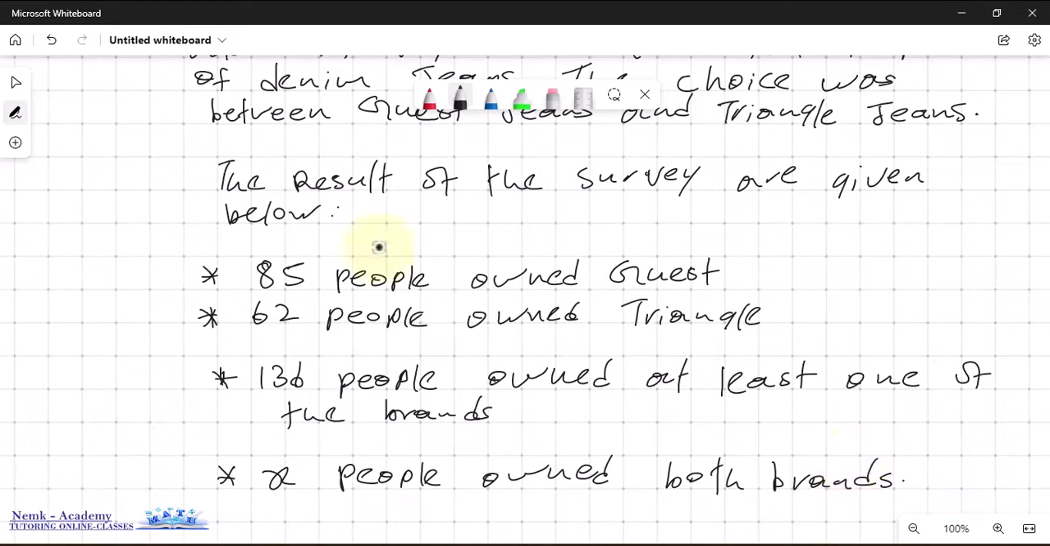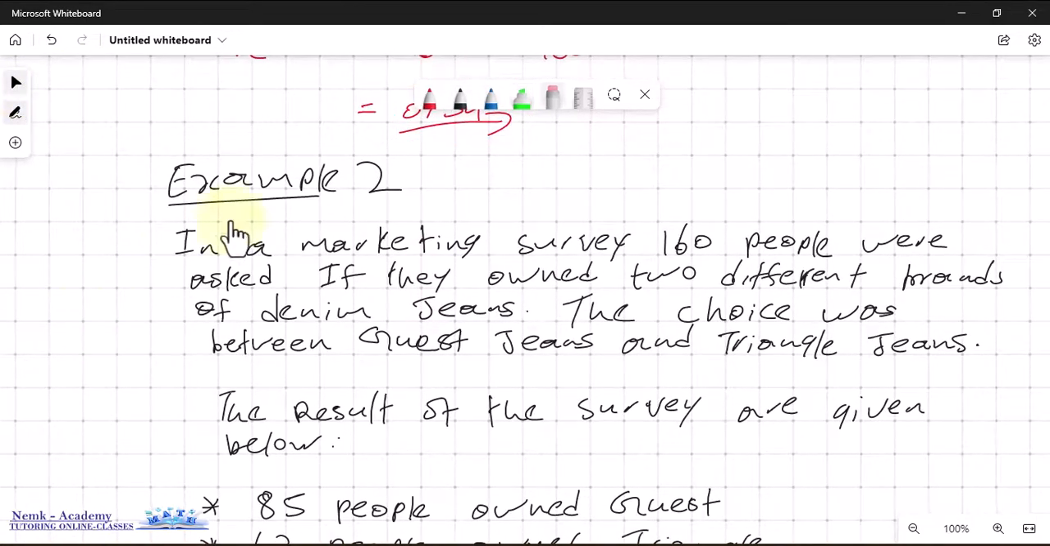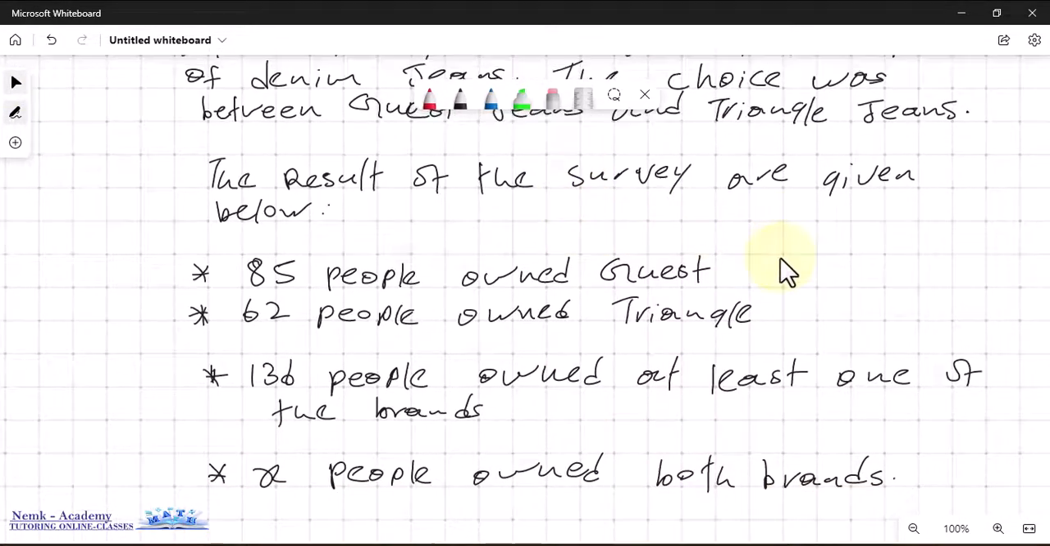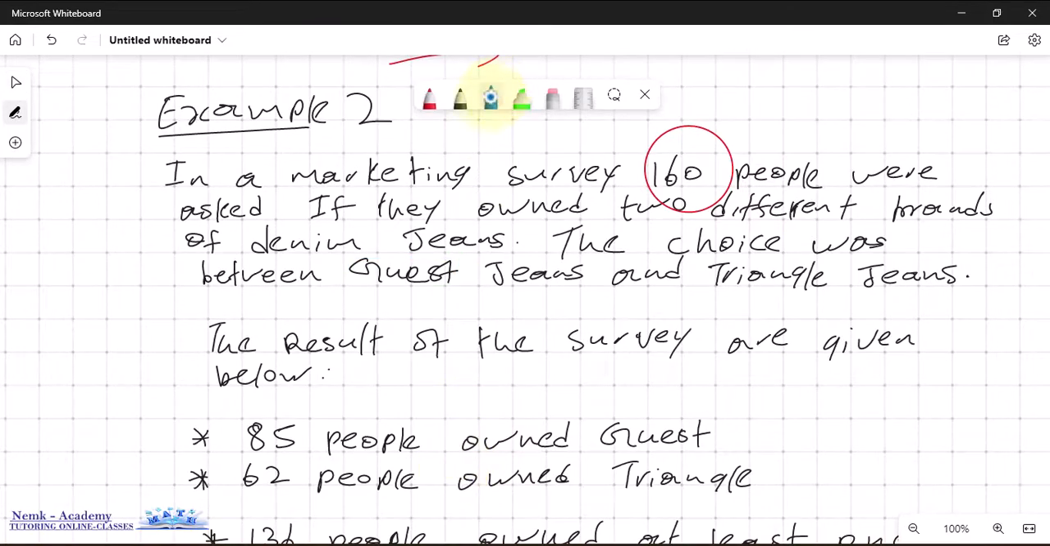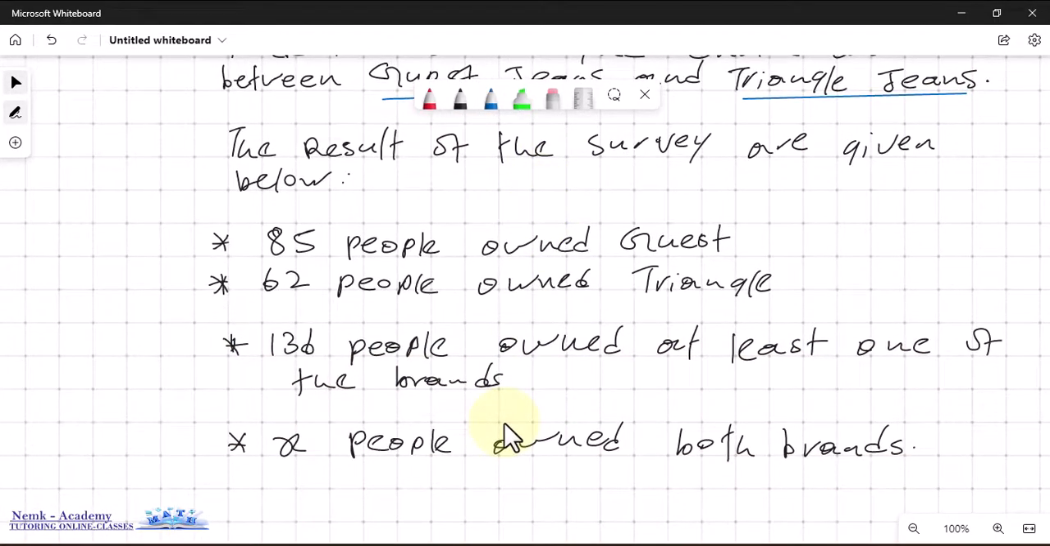So our focus, first of all, how many people are here? It's 160. We have 160 people. So that's our first focus. Then our next thing is, how many items are we talking about here? We're talking about 2 items, Guess jeans and Triangle jeans. You see that? Then we go to our stats. Let's read here. We have 85 people who owned Guess jeans. If you read the statement, they're not saying 85 people owned Guess jeans only. At the same time, they are not saying 62 people owned Triangle jeans only. They're saying 62 people owned what? Triangle jeans. Then there's this statement which says 136 people owned at least one of the brands.